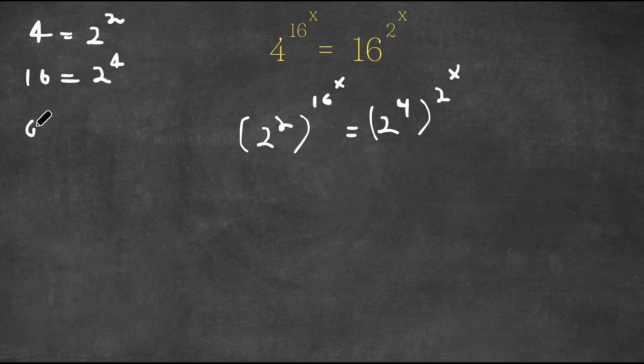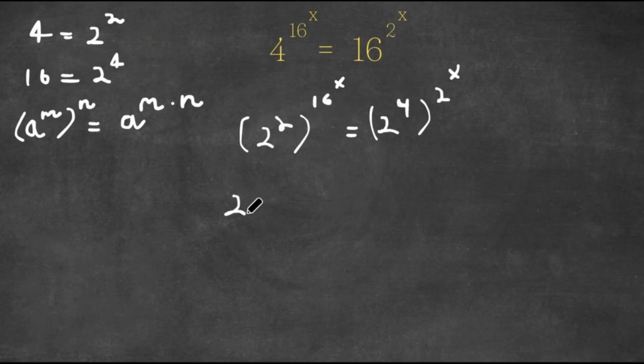Now, if we have something in the form a to the power of m to the power of n, this is equal to a to the power of m times n. So 2 to the power of 2 to the power of 16 to the power of x is going to equal 2 to the power of 2 times 16 to the power of x. Now this is equal to, same thing over here, 2 to the power of 4 times 2 to the power of x.